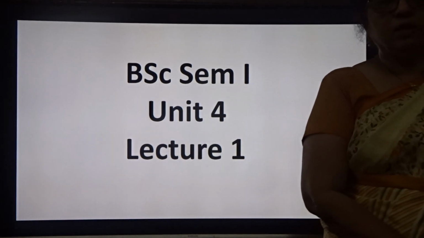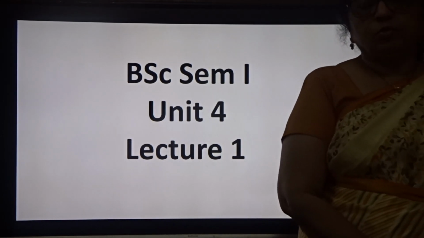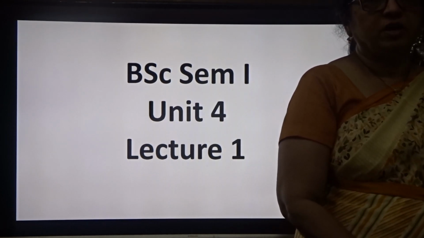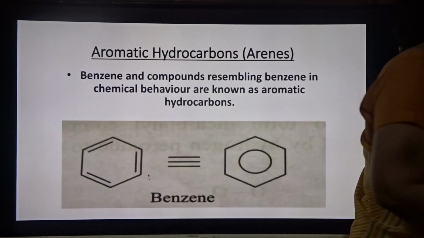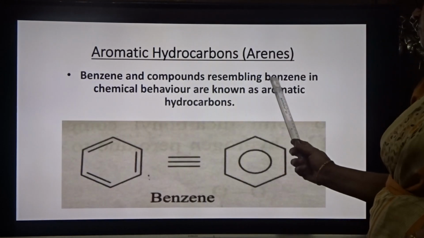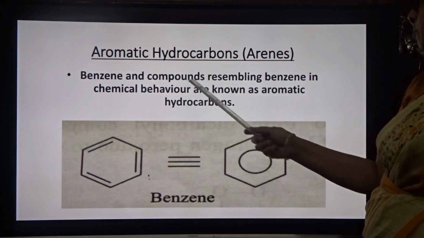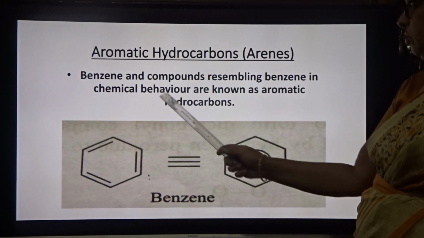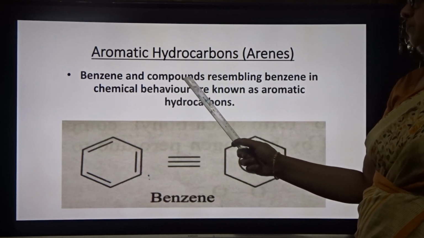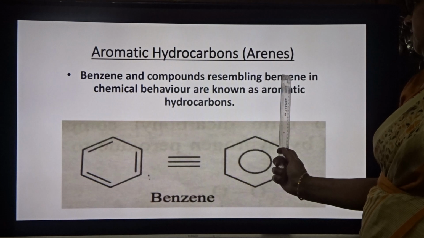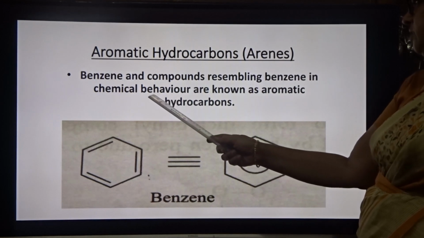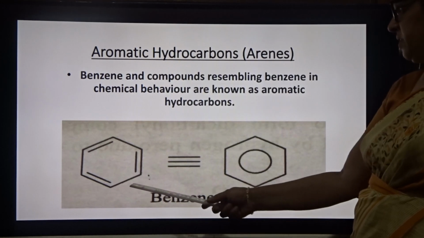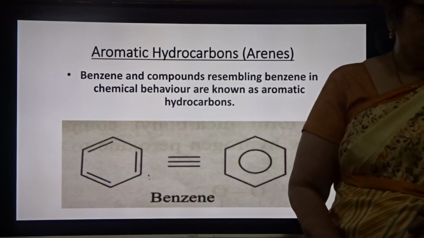So today we are starting with Unit 4, and its first topic is aromatic hydrocarbons: introduction and nomenclature. What are aromatic hydrocarbons? Benzene and compounds resembling benzene in chemical behavior are known as aromatic hydrocarbons. So benzene and benzene-like compounds, resembling the benzene structure in chemical behavior, are known as aromatic hydrocarbons. Benzene is one example of aromatic hydrocarbons.